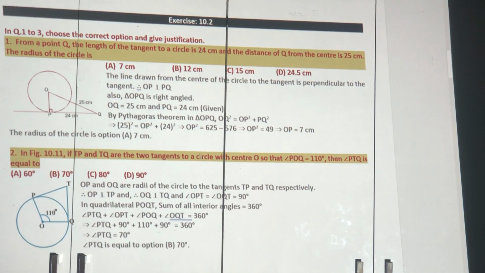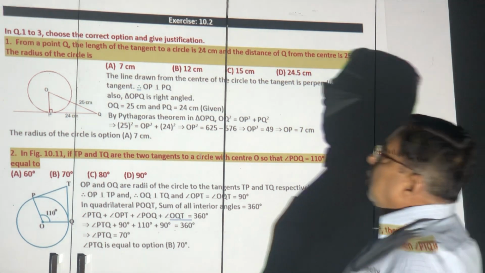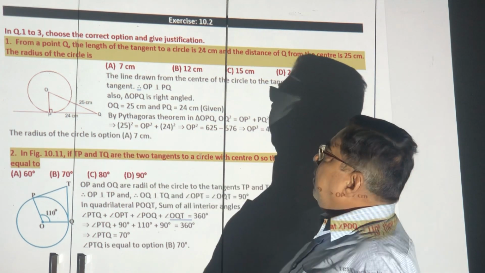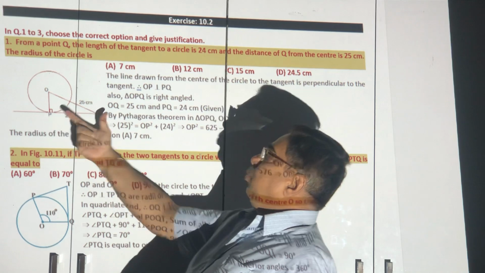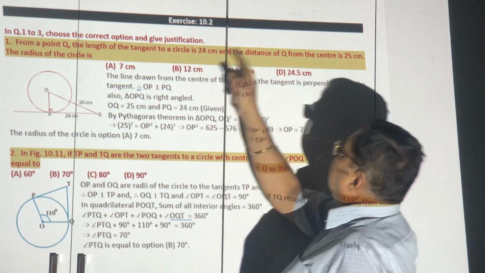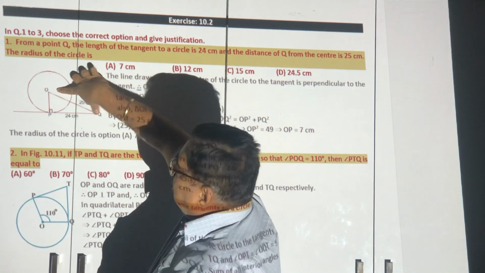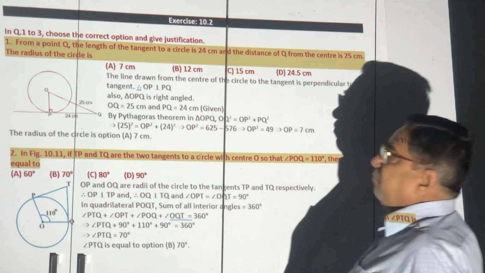Exercise 10.2. The 3 questions here are like MCQs, so we will have a look at them. Same as what we learned last time. The length PQ is given as 24 and this is 25. We have to find OP, the radius of the circle.